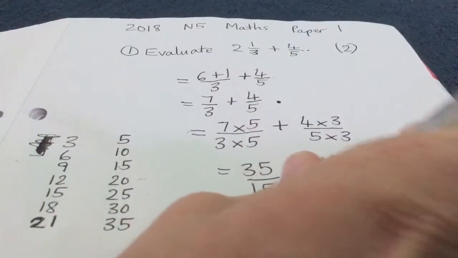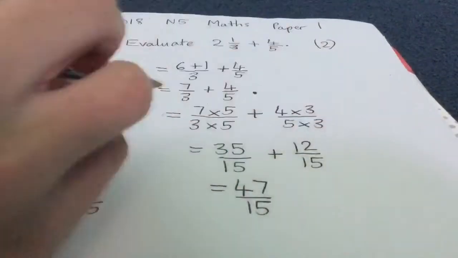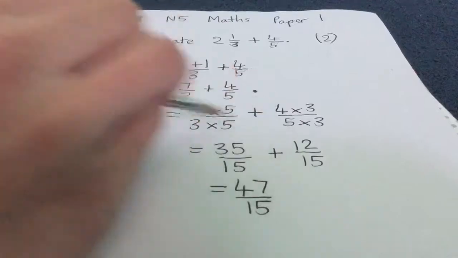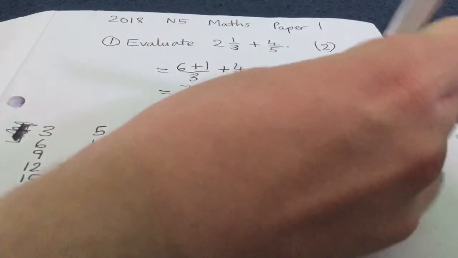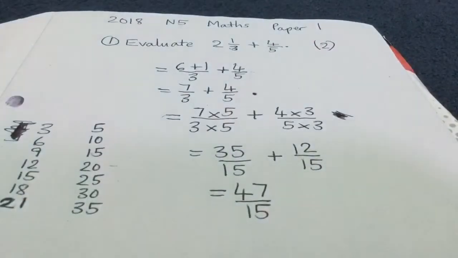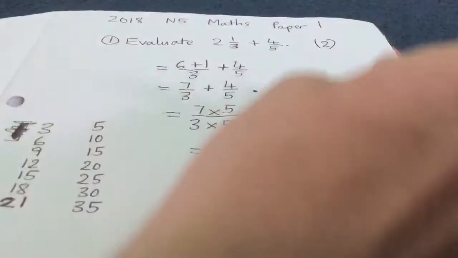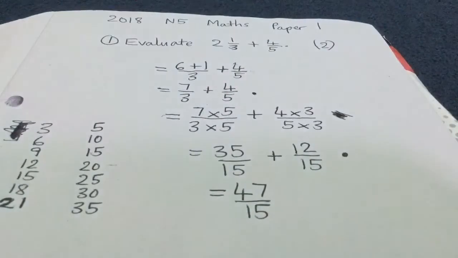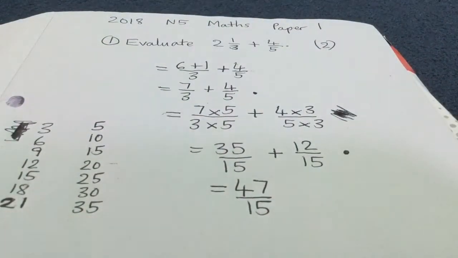47 over 15. And I'll mark out what we need. So you do not need this line. I've shown you it to make it a wee bit easier. So we're not needing that. But we need this line, because we need to show that we're using the new denominators with 35 over 15 and 12 over 15. We'll just leave out that part. And so 35 plus 12 is 47.